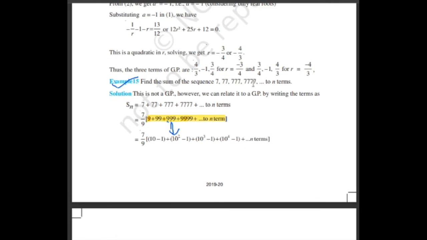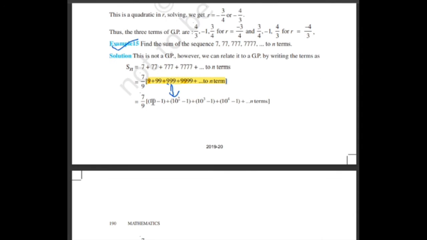This may be tough for you, but if the question were this, with 9 instead of 7, it can be easily done. How come? Because 9 can be written like this, 99 can be written as 100 minus 1, 999 can be written as 1000 minus 1, and so on. So each term got divided into two parts. Firstly, there were n terms, now there are 2n terms.